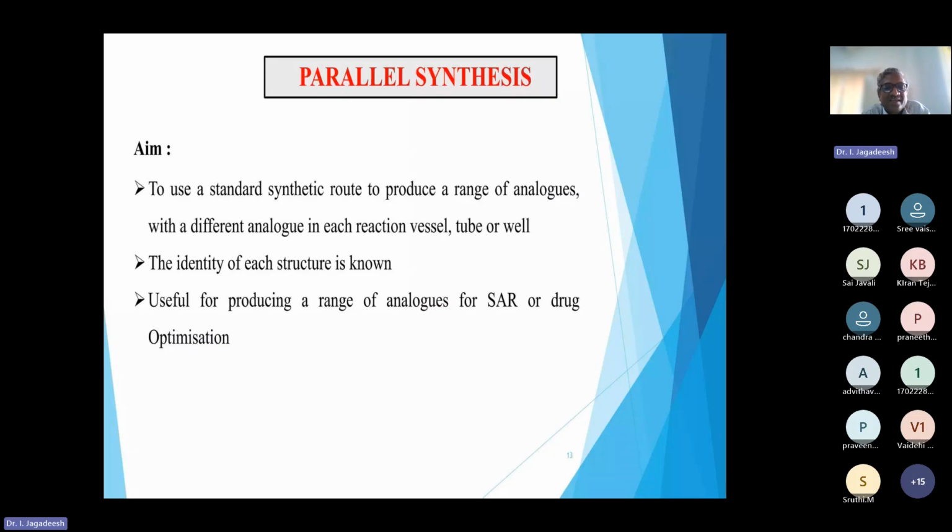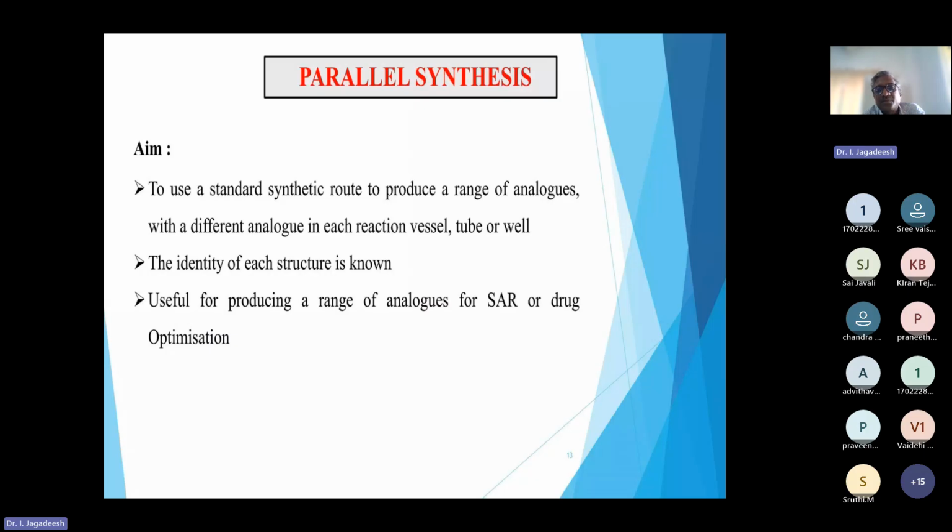So the identity of each structure is known, because we are using similar moieties in each well. So we can know the structure we have in each well. This is useful for producing a large number of analogs for structure activity relationships and other optimization.